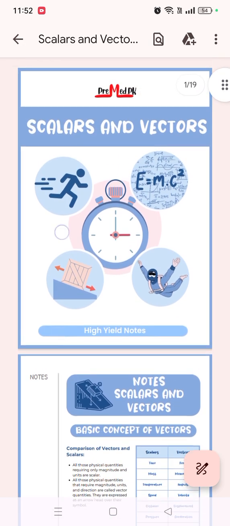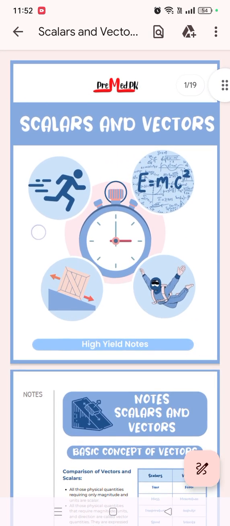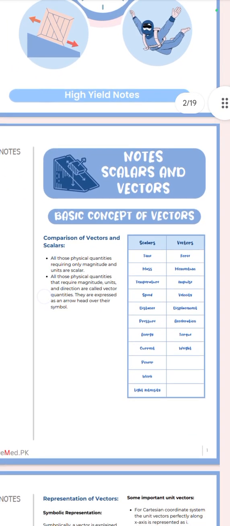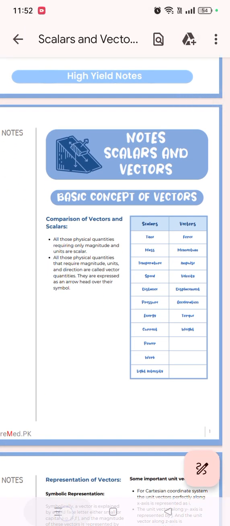So in today's video we are going to start a quick revision of scalar and vector chapter. So we'll go with this PDF, but before we even start this one I wanted to give you a basic intro of scalar and vector. So I am starting with scalar.